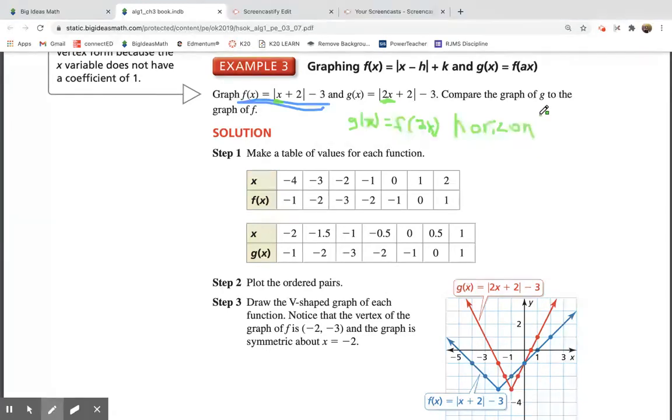Not the easiest to write with. I should have just used an H. Horizontal shrink. So we've already described it. Now all we have to do is go back and graph it.